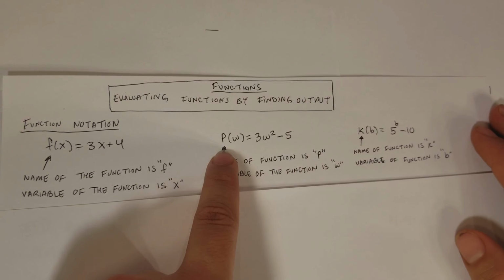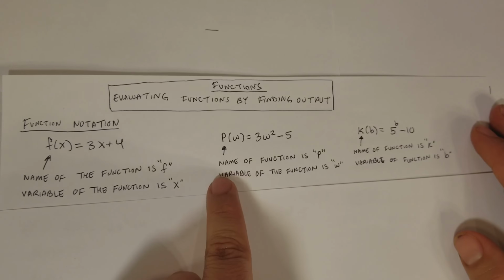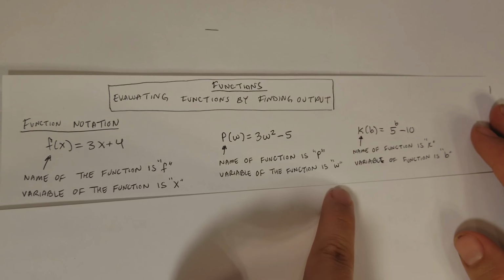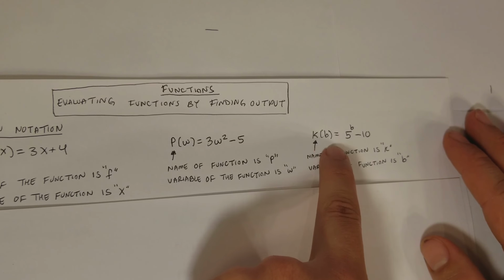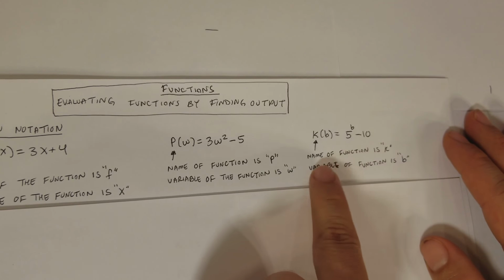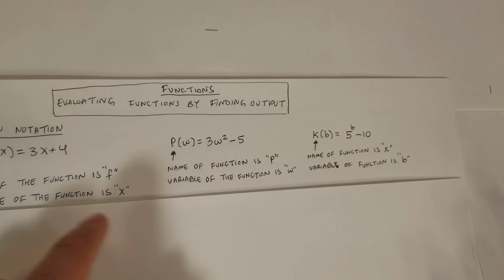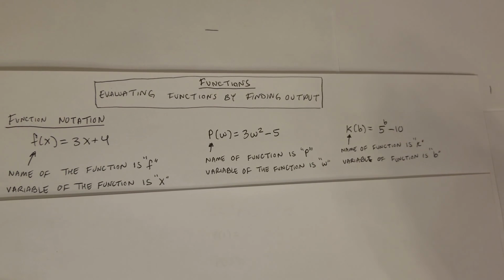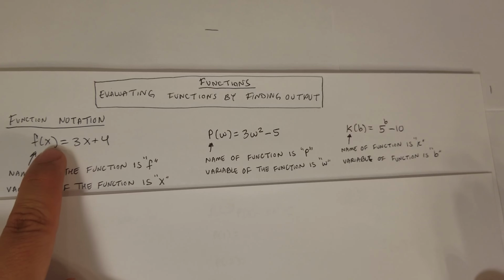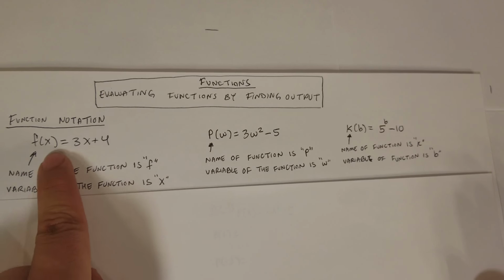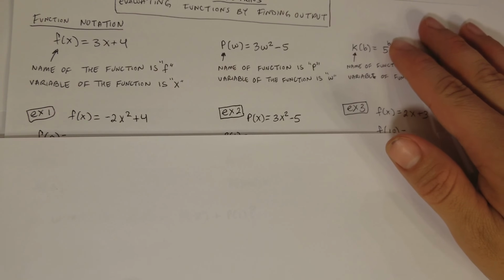For example, we have p of w equals 3w squared minus 5. This means that the name of the function is p, and the variable of the function is w. On the last one, we have k of b equals 5 to the power of b minus 10. That means that the name of the function is k and the variable of the function is b. So basically this is how you use function notation. Again, it doesn't mean multiplication when you have parentheses. It means that this is the name of the function and the variable inside of the function is whatever letters are inside of that.